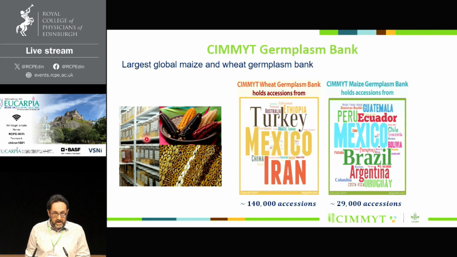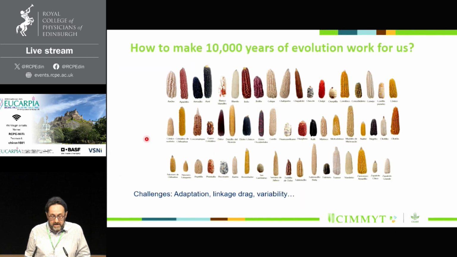Okay, so we have the largest global maize and wheat germplasm bank, so 140,000 wheat accessions, 29,000 maize accessions. So we do the breeding and we have access to all of the germplasm material we need. Basically, essentially everything we need is in our gene bank. So how do we make this 10,000 years of evolution work for us?